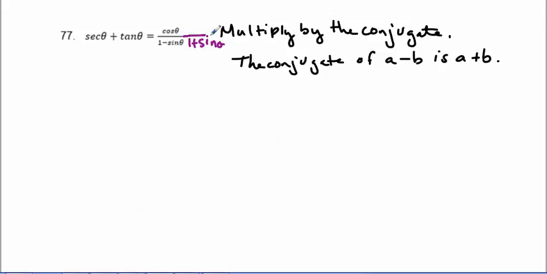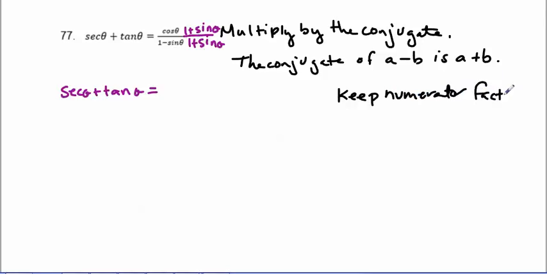And the reason I can multiply by that in the denominator is if I do it also in the numerator. So I'm going to take the left side and keep it the same, secant theta plus tan theta. And in your numerator, you want to keep it factored. So let's make a note of that too. Keep the numerator, in this case, factored. Because if it's factored, it's easier to cancel things out. So cos theta times 1 plus sine theta.